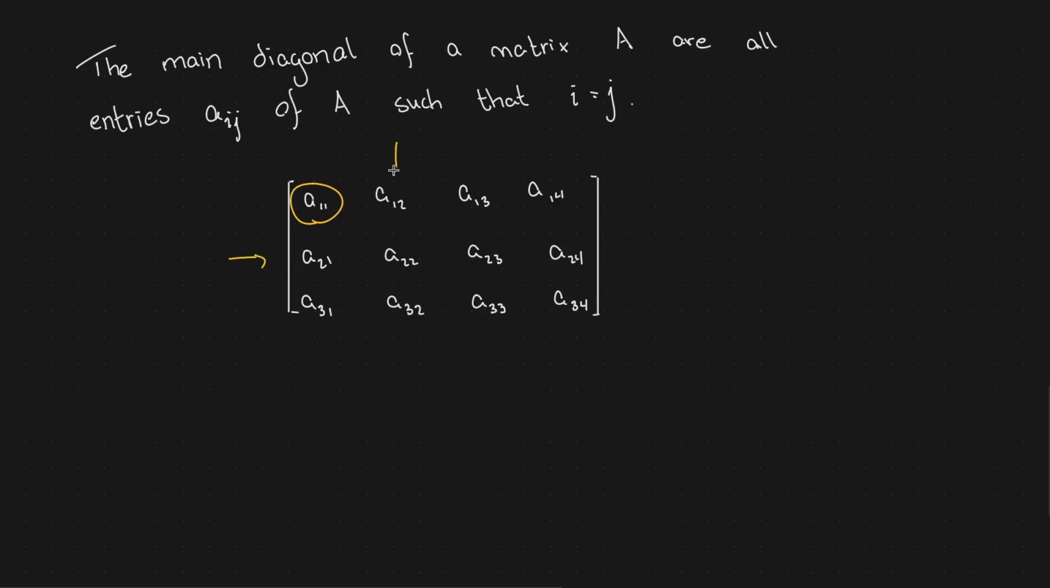Also, if I'm in row 2, I want the entry also in column 2. That entry would be along the main diagonal, so that'd be A sub 2, 2. And so on. Third row, third column, A sub 3, 3. Notice in each case the row number and the column number are the same. 1, 1, 2, 2, 3, 3. And so if I take those together, that's my main diagonal, starting from the top left corner and then going diagonally down.